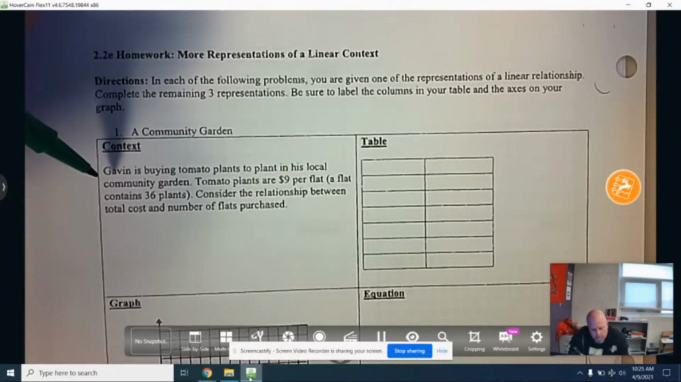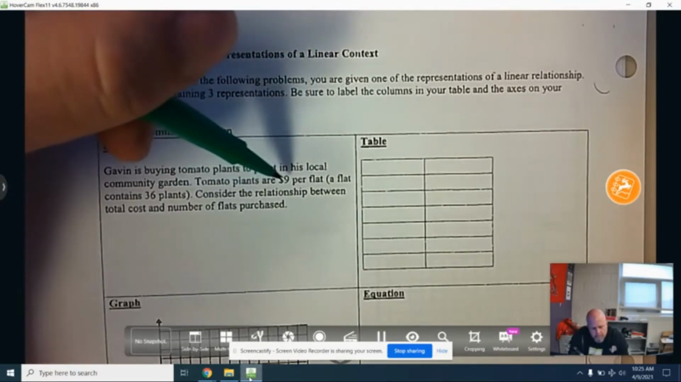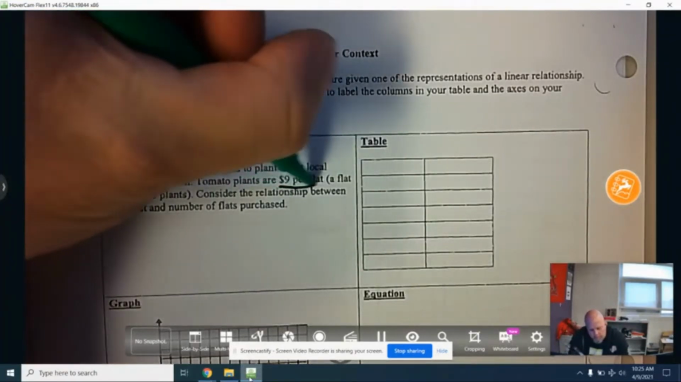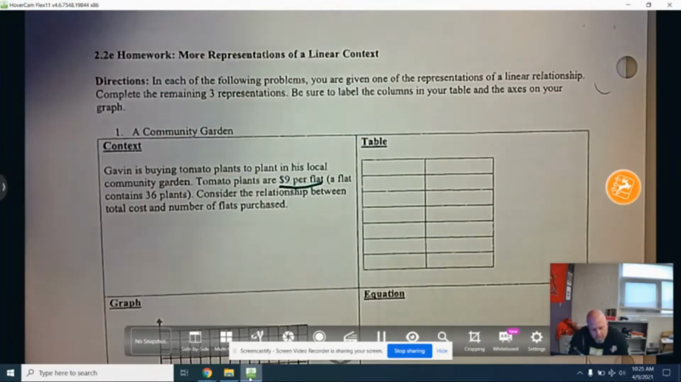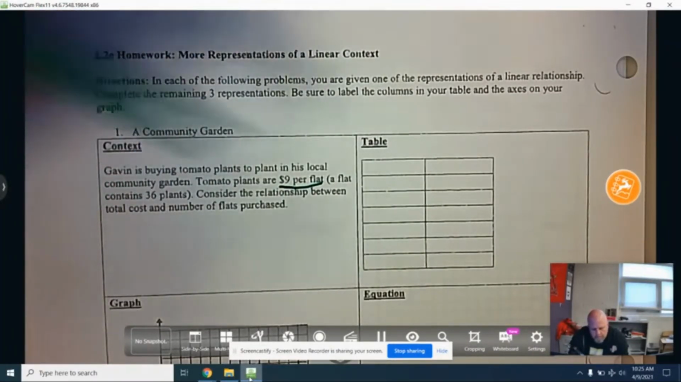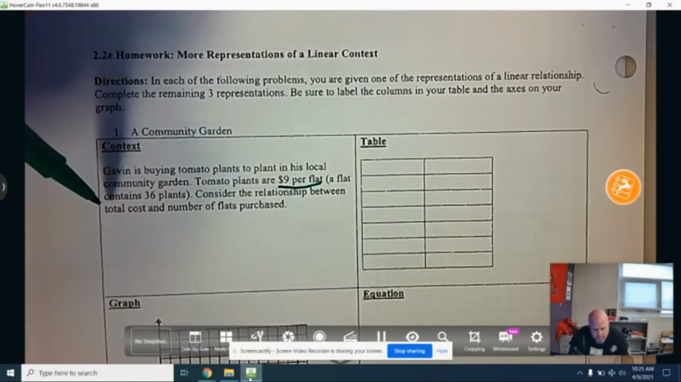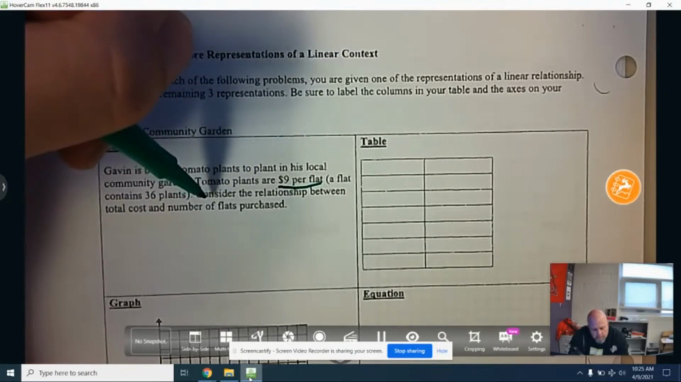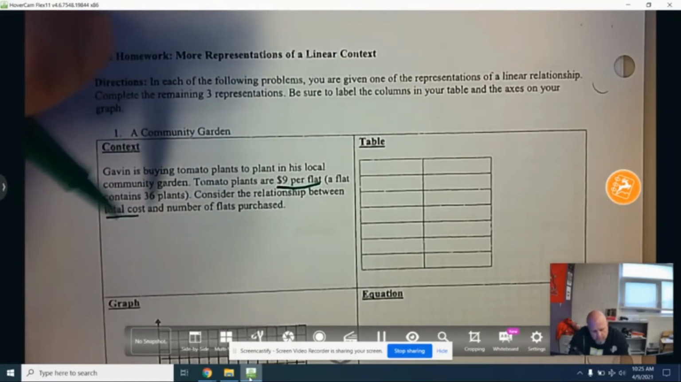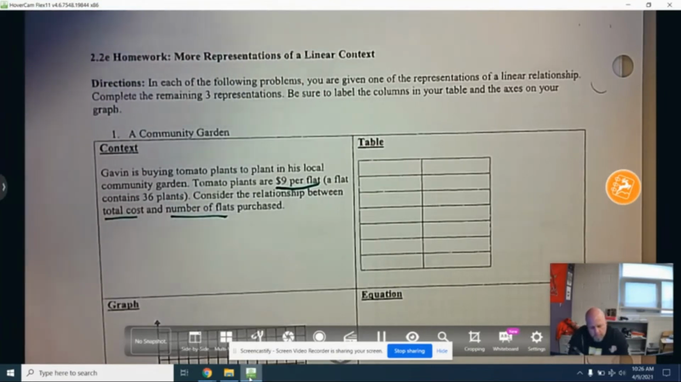Context means story. Gavin is buying tomato plants to plant in his local community garden. Tomato plants are $9 per flat. That's important, so I'm going to underline that, $9 per flat. A flat contains 36 plants. Well, this part is just trivia, nothing we actually need for this problem. Consider the relationship between the total cost and the number of flats purchased.